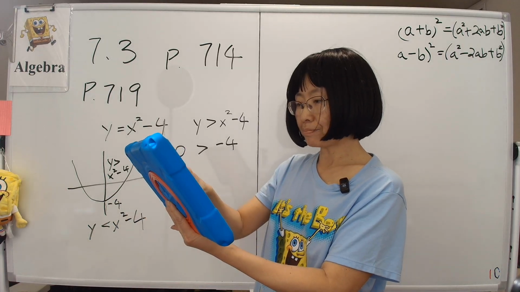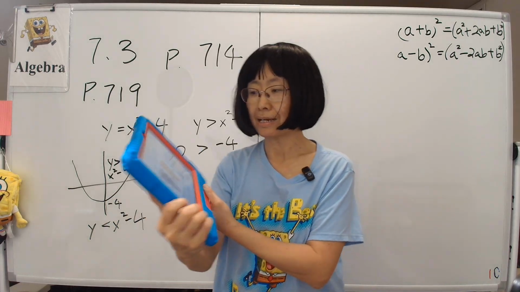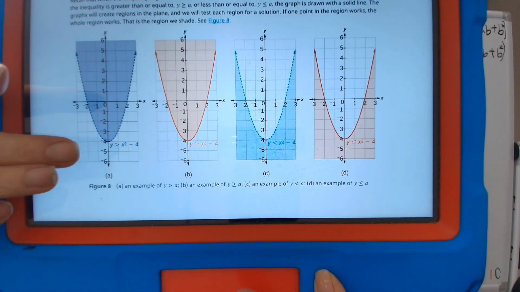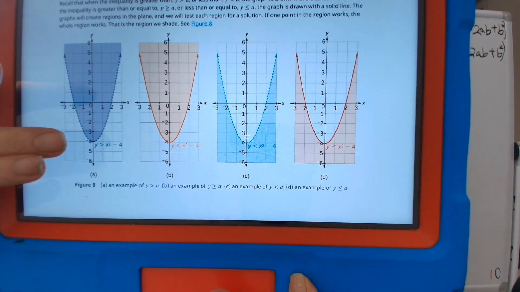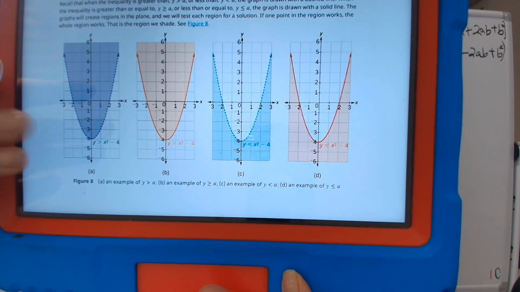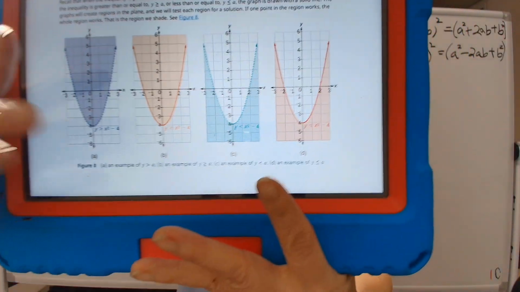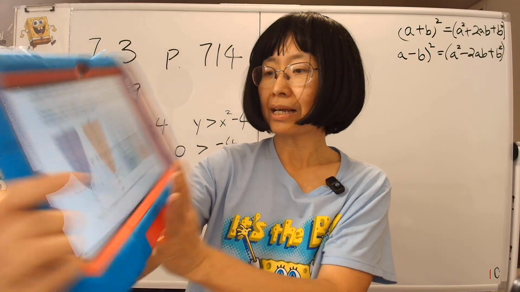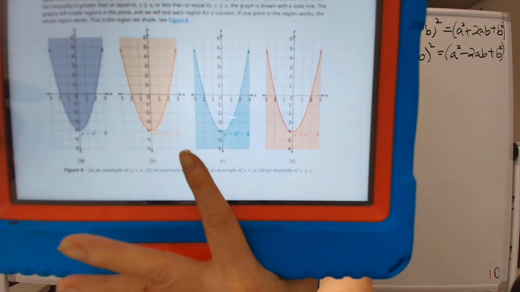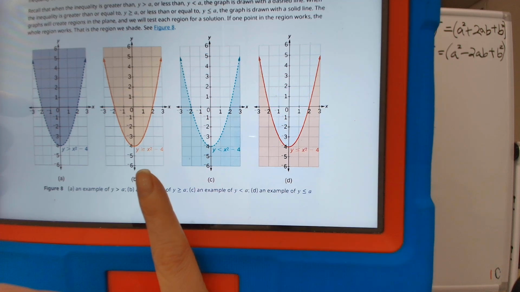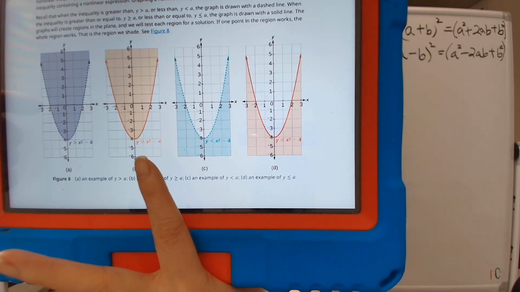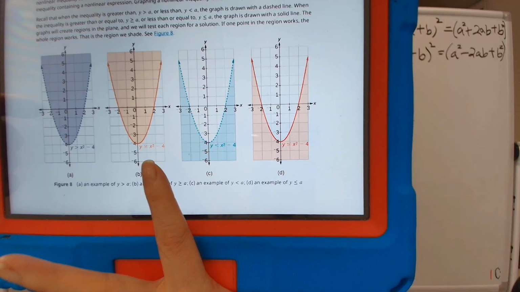Now the book has, of course, the examples drawn here. Let's see, what is that? This is y is bigger than x squared minus 4. Okay, this is the second one. If you look at your book, this graph is harder to see. This is less than, this is bigger than or equal to. So you slap an equal sign there.